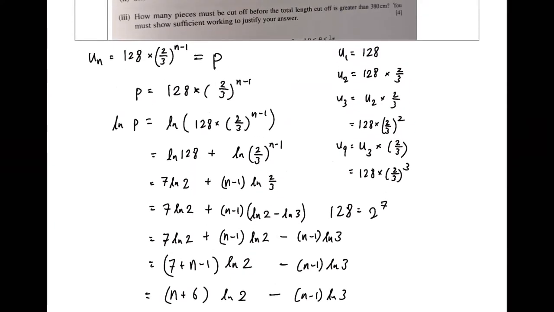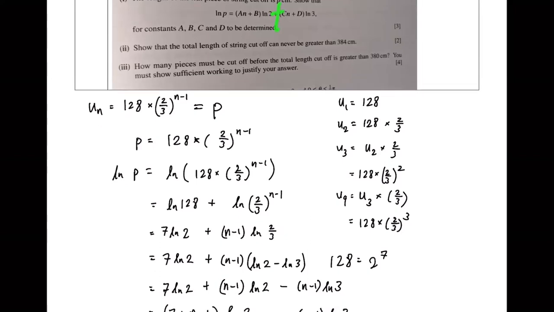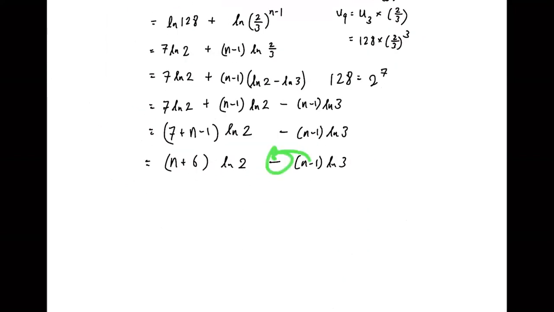Then let's take a look at the requested formula. There's a plus in between the ln 2 and ln 3, but here it's a minus. What should we do? Bring the minus inside. So we get n plus 6 times ln 2 plus negative n plus 1 times ln 3.